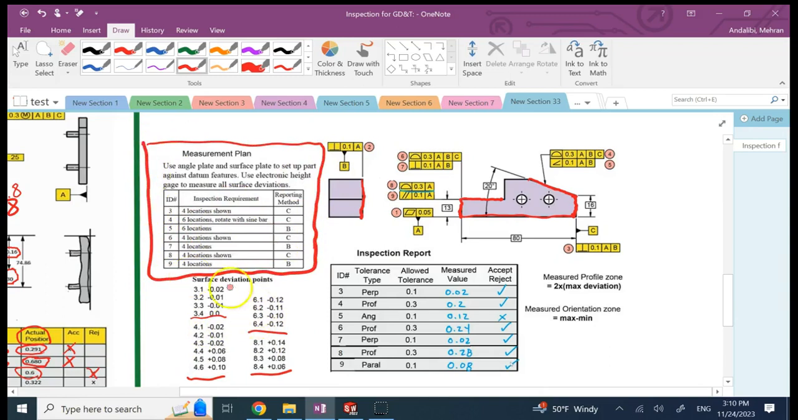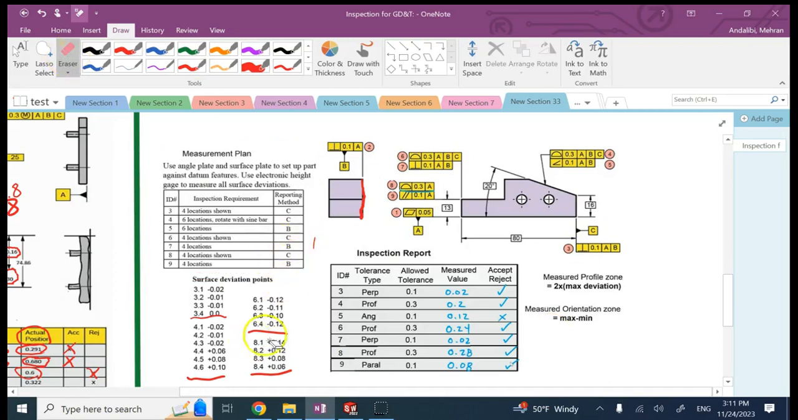And now let's say these are some of the measurements that you have for some of these geometric tolerances, and you want to see whether to accept or reject it. Okay, so let's go for it. Let's first focus on 3. We want to focus on 3.